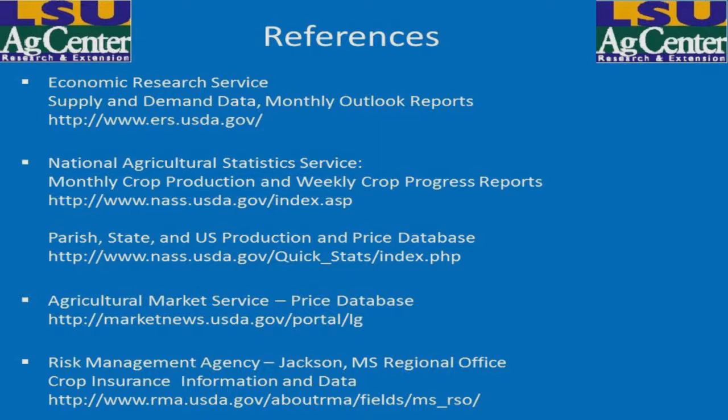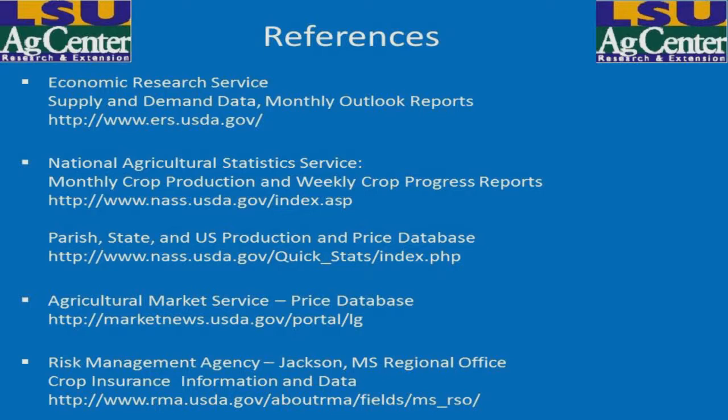As part of the National Agricultural Statistics Service, they have an online database called QuickStats, and you see a reference for that. It provides parish, state, and U.S. production and prices. So you can go in there relatively easily and get prices, production levels, and yield levels for all the states, for all of our parishes in Louisiana, in some cases back to 1900. So that's a very, very good source.